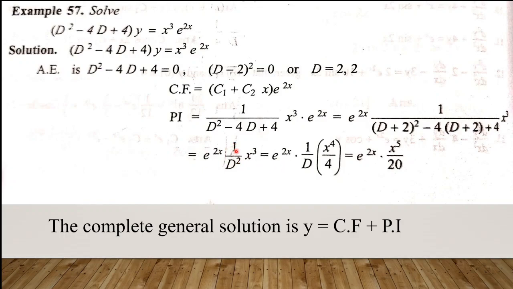Once you integrate x to the power 3, I get x to the power 4 by 4. So out of this 1 upon d square, I have operated 1 upon d on x cube. The integration of x cube will be x to the power 4 upon 4, and one more integration is left. Write the 4 outside; 1 upon d of x to the power 4 will be x to the power 5 by 5. 5 into 4 is 20, and this in total is the particular integral. How to write the complete general solution? CF plus PI.